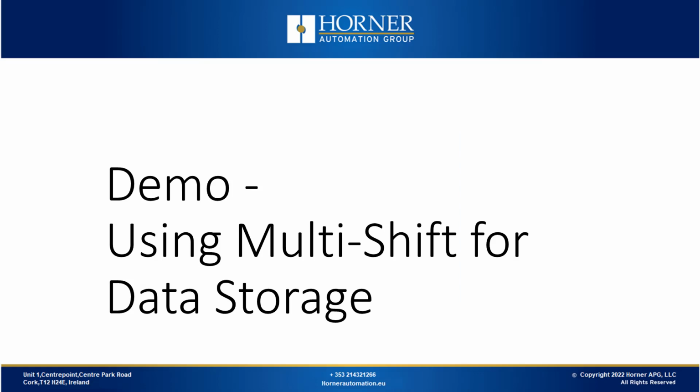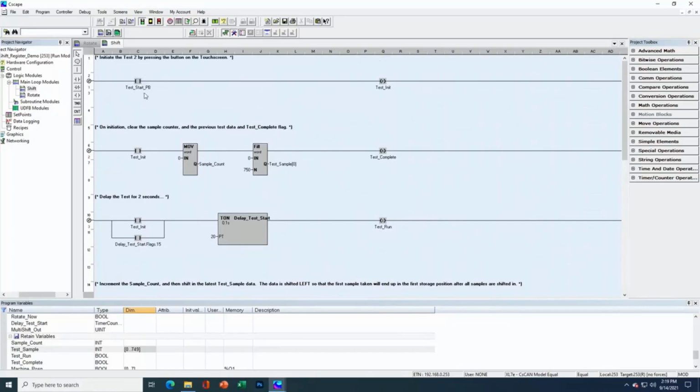Let's demonstrate using multi-shift for data storage in Cscape. So I'm in Cscape. We're going to start with a push button on the touchscreen. I've configured it to trigger a one-shot or a positive transition coil. That's for a few reasons. I want to reset my sample counter. In this example, I'm going to be shifting my shift registers 750 times on 750 consecutive scans to record 750 pressure values. Since I'm going to be counting those samples, I need to reset that counter to 0.